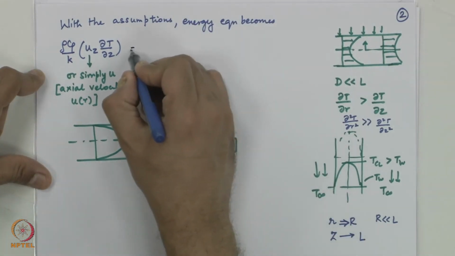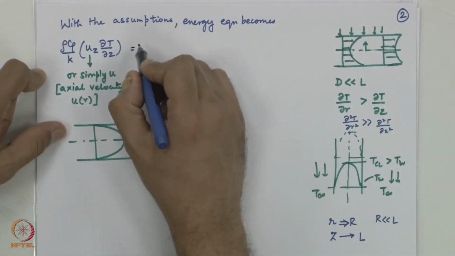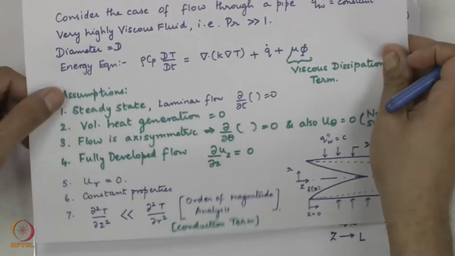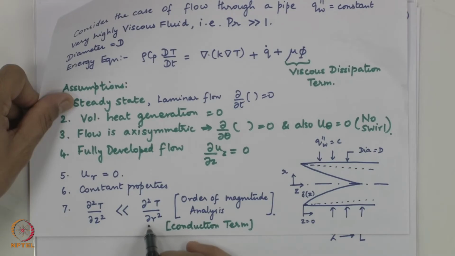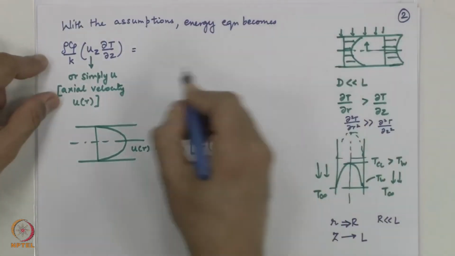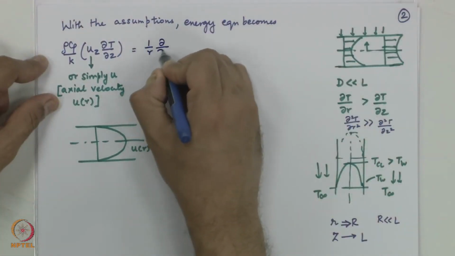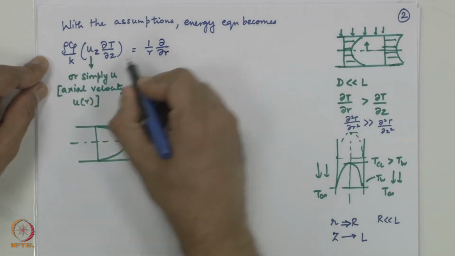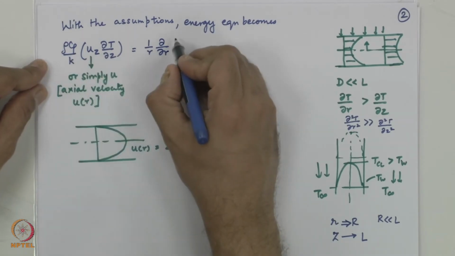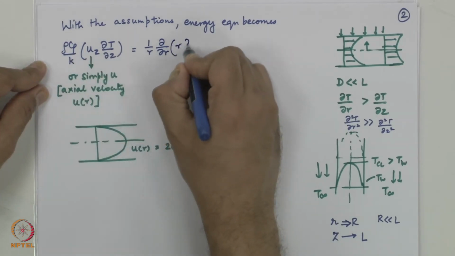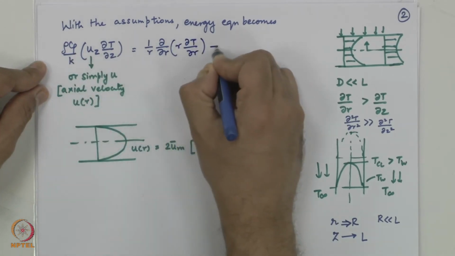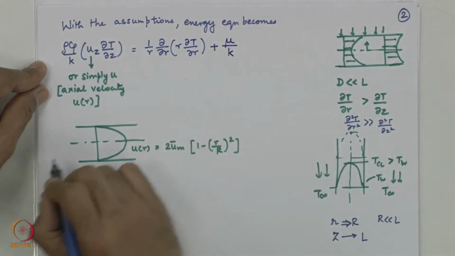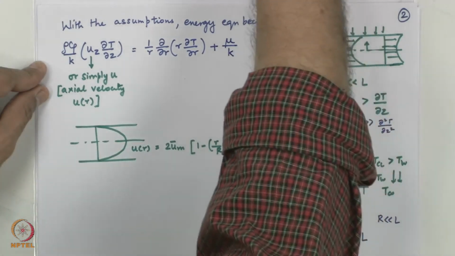The right hand side is going to be only the radial, that is d squared T by dr squared term. Only this one would remain, and therefore I would get 1 by r d by dr of r dT by dr. I have brought k out, constant property, so I have divided the left hand side and the right hand side by k. Volumetric heat generation was neglected, and then mu by k into the viscous dissipation term.